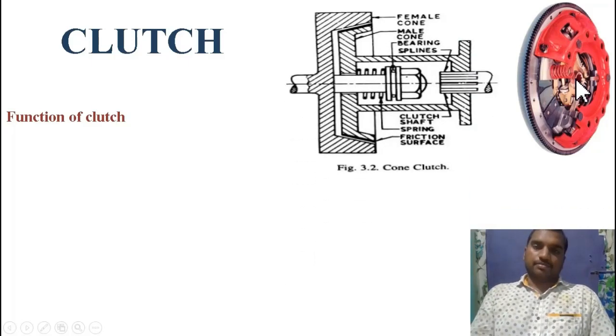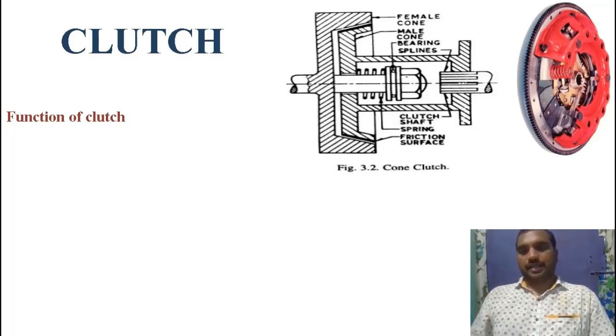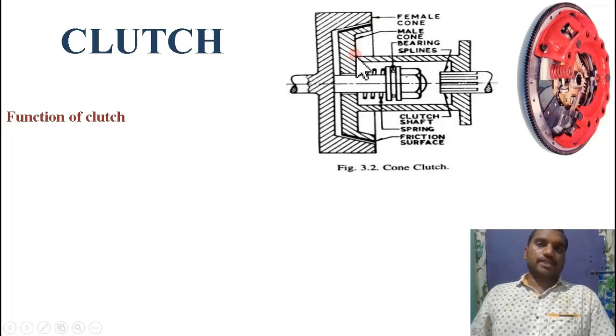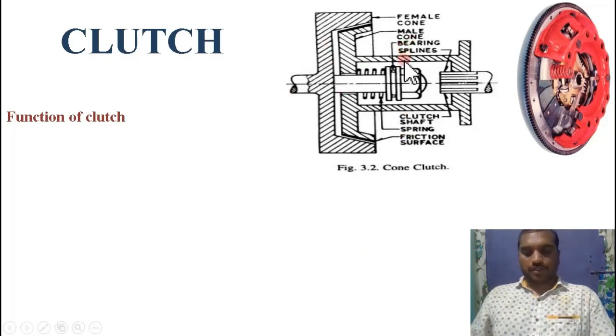The actual diagram for drawing in exams will be like this. This is the diagram related to the cone clutch. The cone clutch consists of two cones, one is the female cone and the other is the male cone. The male cone is attached to the pressure plate, which slides on the clutch shaft, with the help of the spring and bearing. The female cone is attached to the flywheel. The shaft to which the female cone is attached is the engine shaft. The male cone is attached to the clutch shaft. So this is the construction of the cone clutch.